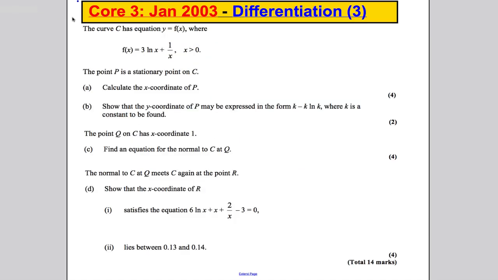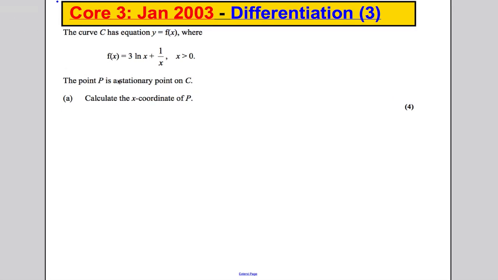Next question. Okay, long question, 40 marks. Let's break it down and do bit by bit. Part A, there's our curve.